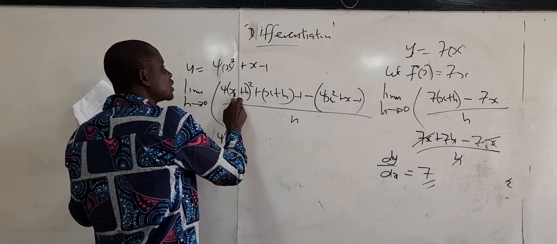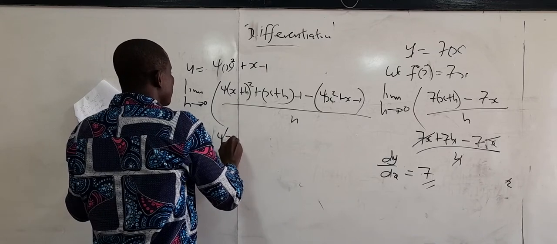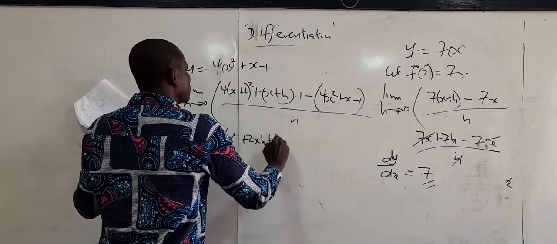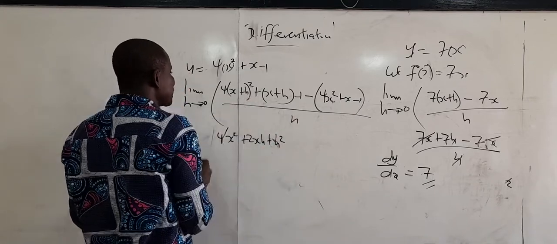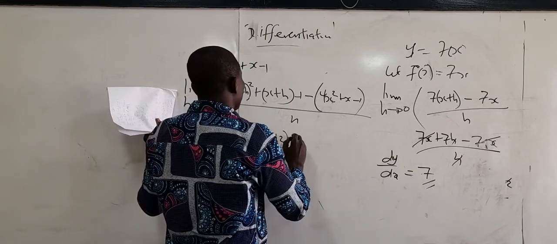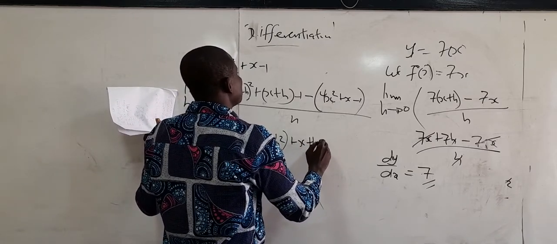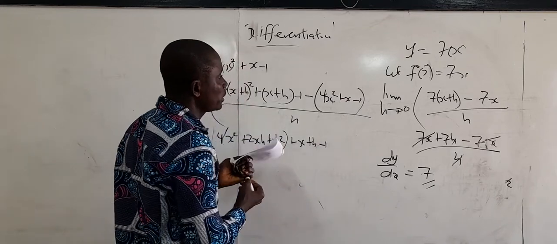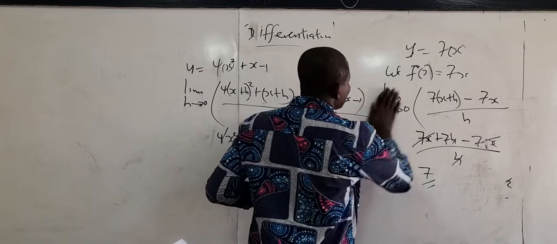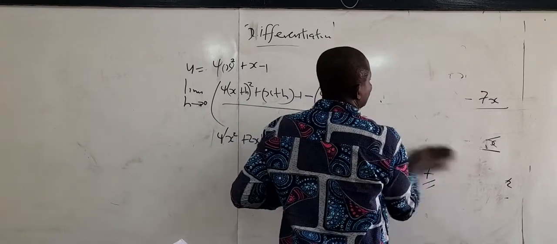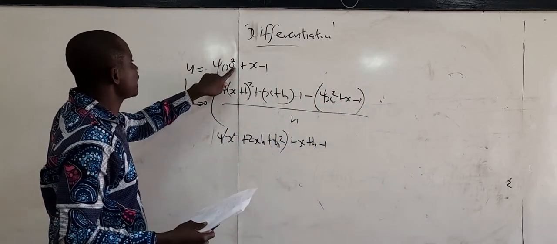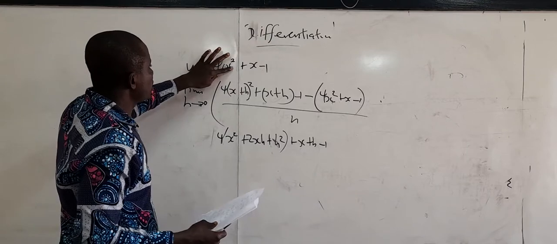Don't open the bracket straight to 4. Here is x squared plus 2xh plus h squared. I'm expanding this, so the 4 is outside, then plus x plus h minus 1, minus the original expression. Let me clean here so that it will look very straight to you. We have been asked to differentiate this expression from first principles, and look at what I'm doing.